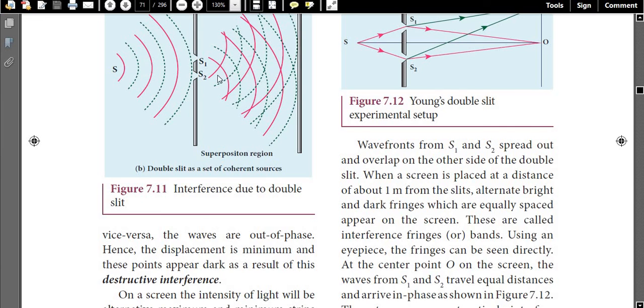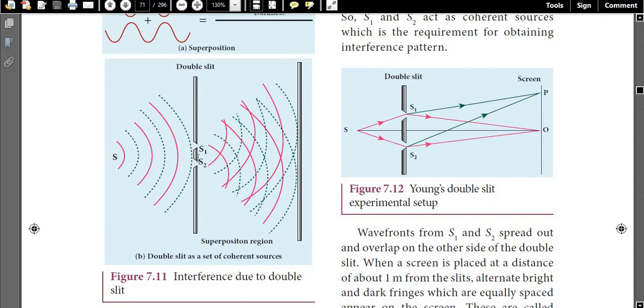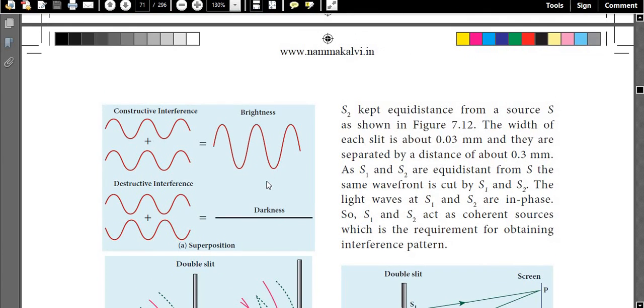So consider the displacement of the waves from the two sources. Crest and crest or trough and trough meeting at any point is called constructive interference because the amplitude value is maximum. Where the crest of one wave meets the trough of the second wave, it produces minimum displacement of the wave amplitude. It is called destructive interference. So with this diagram we can easily understand constructive and destructive interference.